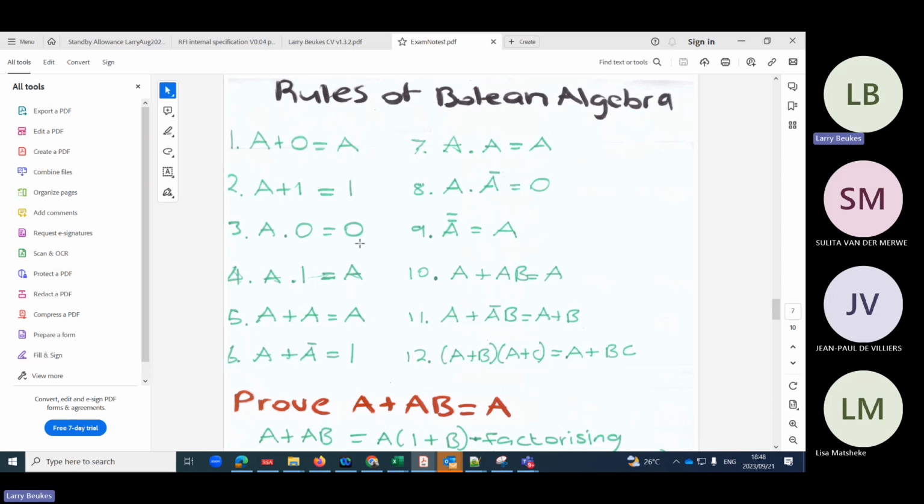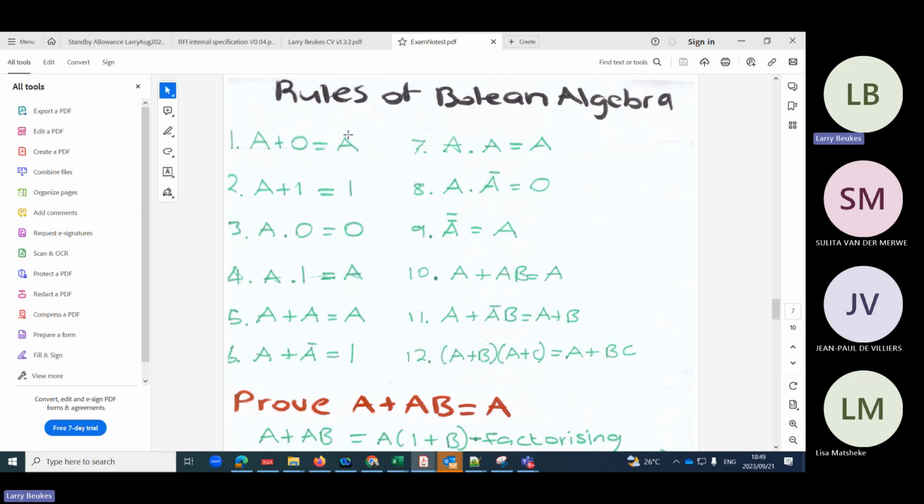Now we just looked at the annulment law. Annulment law was this one, right? It doesn't matter what the value of A is in A plus 1. As long as it's ORed with a 1, the output is going to be 1. Then as well, if A is ANDed with a 0, the output is going to be 0. So we know the identity law.